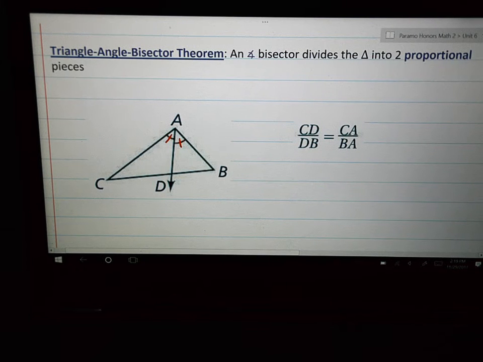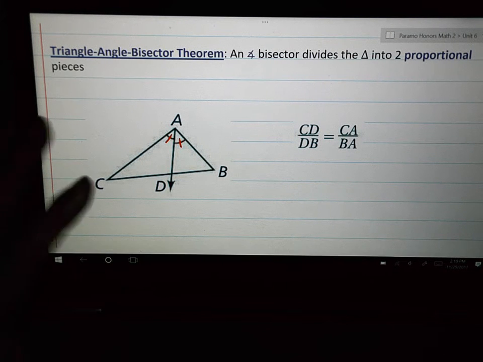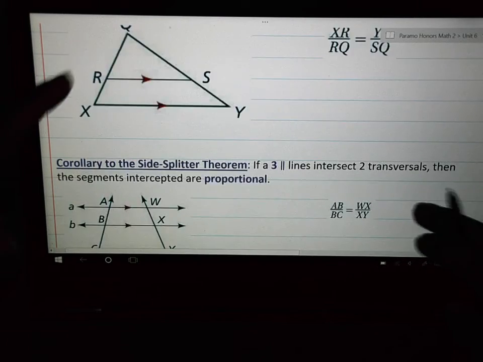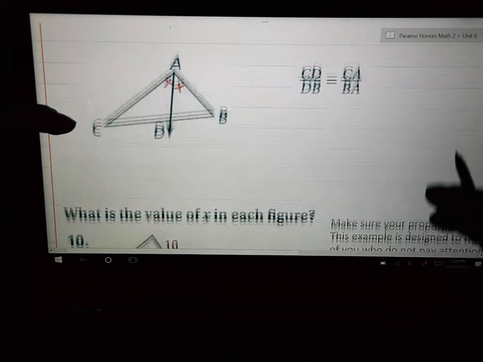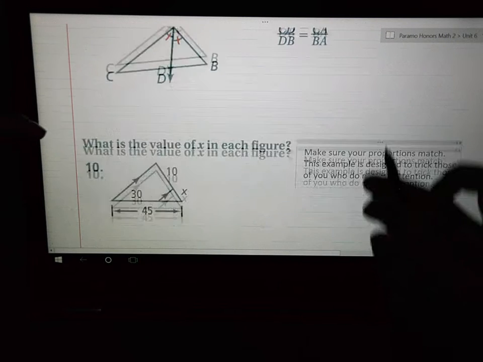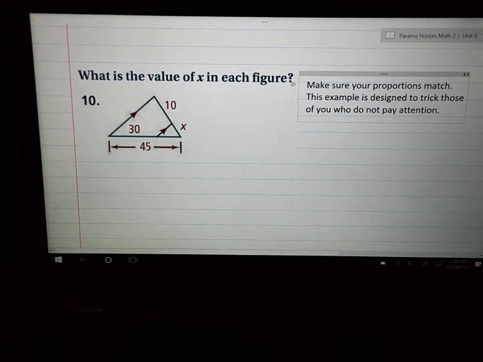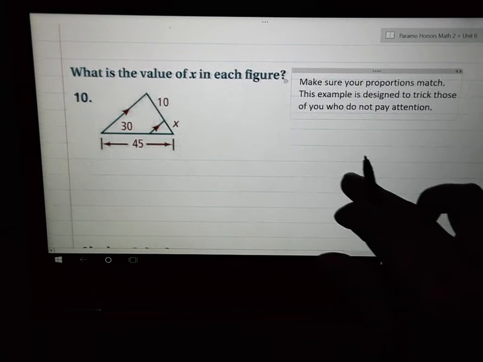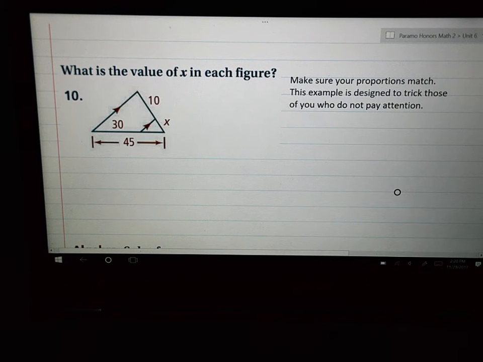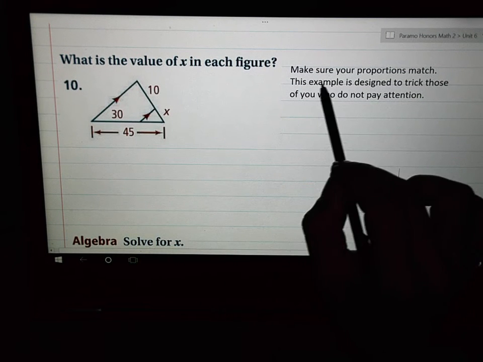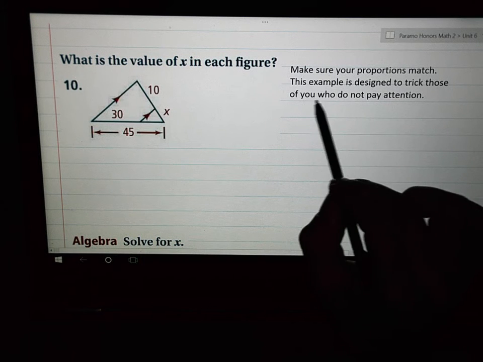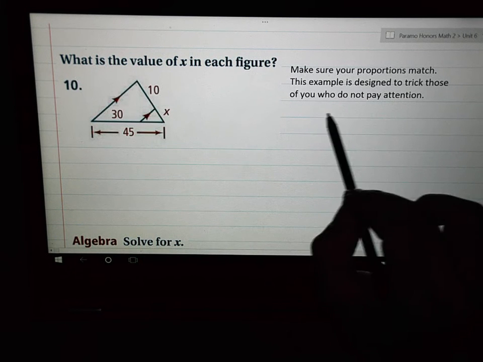Okie dokie. Okay, so 3 different ways. Proportionality is what our main idea is in this section. So when we go into these 3 examples, you can do them in your textbook if you would like. Or if you want to just write them down in your notes, you can do that as well. The one note that I have next to number 10, number 10 is the example we're going to do together. It says, make sure your proportions match. This example is designed to trick those of you who do not pay attention.